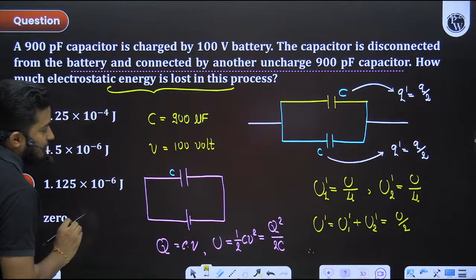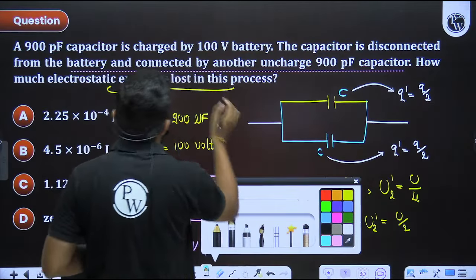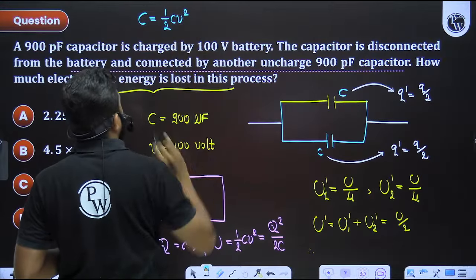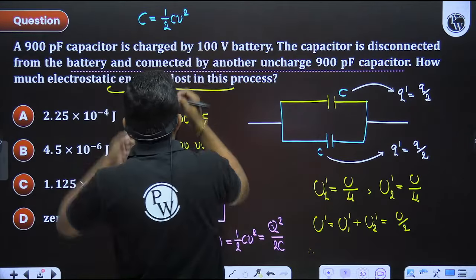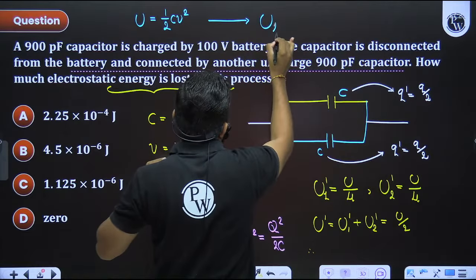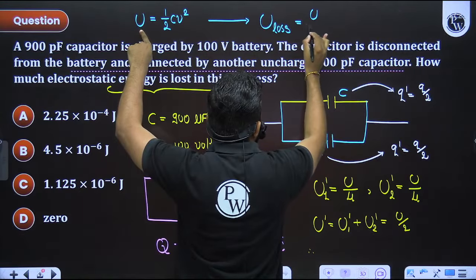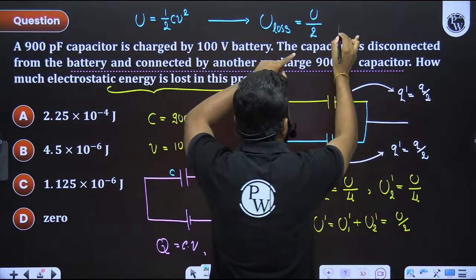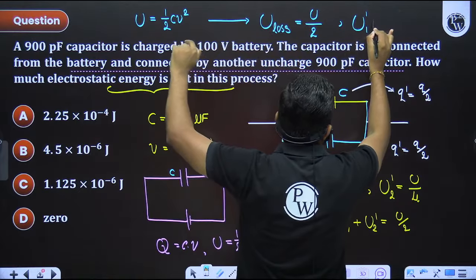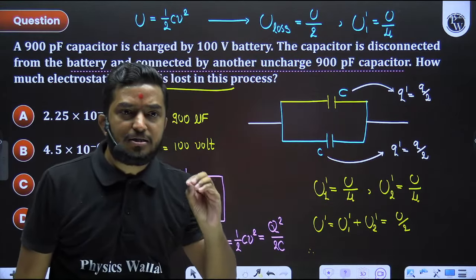But we have to find the exact value, so it's your homework. Just find the value of U, which is half CV square, or Q square by 2C, the energy stored. Then the energy loss is equal to the total initial energy divided by 2. And if they ask for the energy of a particular capacitor, then you just have to divide that initial energy U by 4.